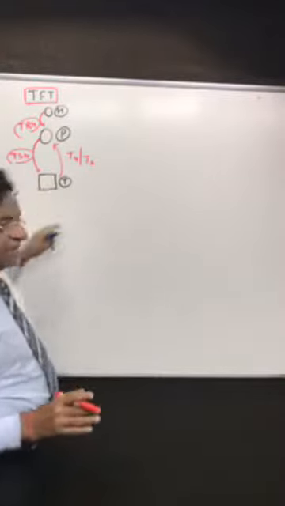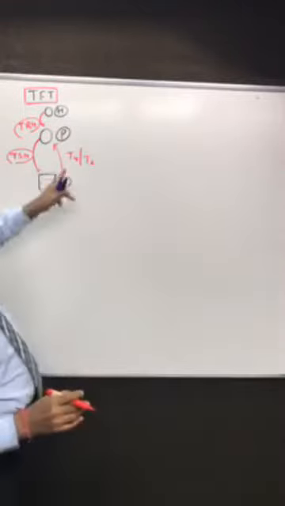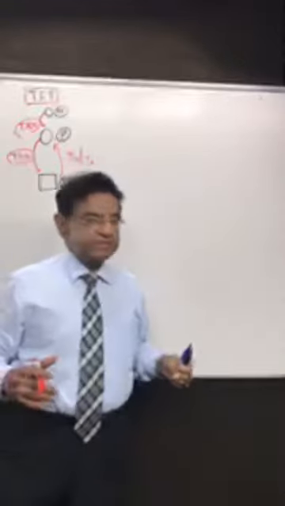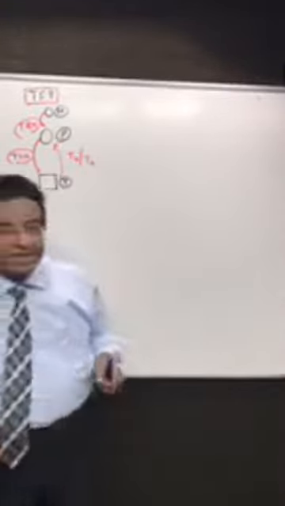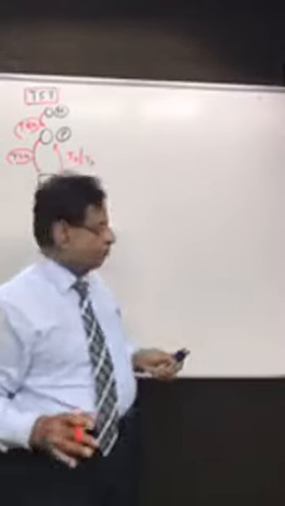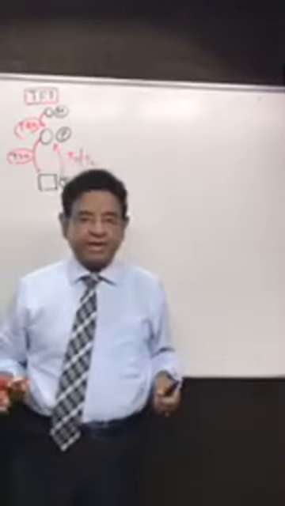If a lesion occurs in the thyroid gland, then it's a primary disease. If the lesion occurs in the pituitary, we call it secondary disease. And if the lesion occurs at the hypothalamus, that is tertiary disease. So now let's talk about primary hypothyroid.